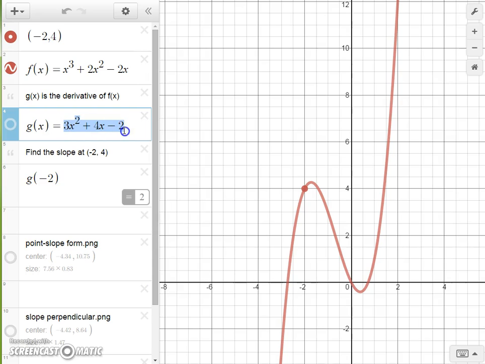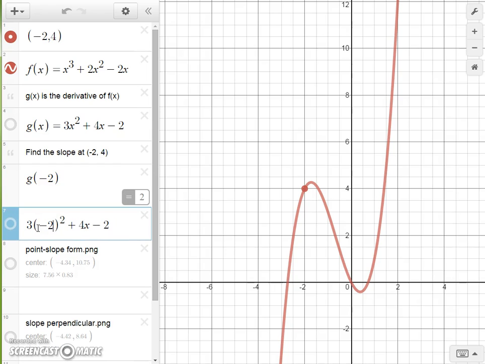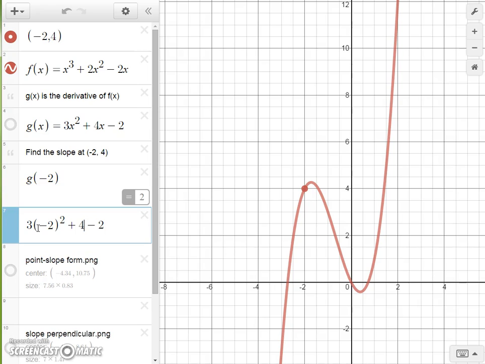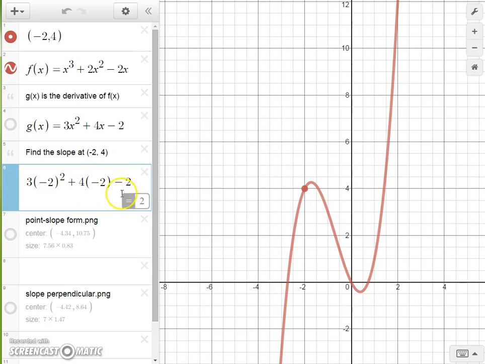So let me copy that. Instead of the x, I'm going to change that to -2. And then the x becomes -2. So there you go, this is 2. So this line is if we were to do that manually. Let me just hide that one then. Alright, so I know that when my x is -2, my slope is 2. So now we're going to come up with the equation of the tangent line.